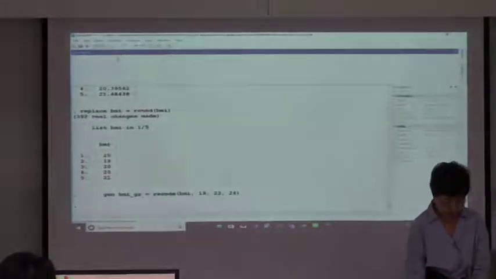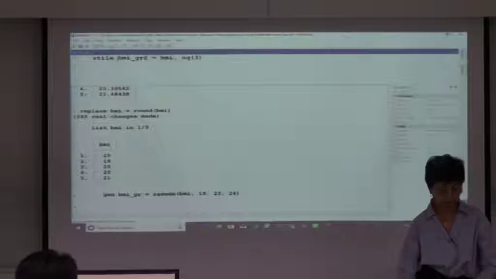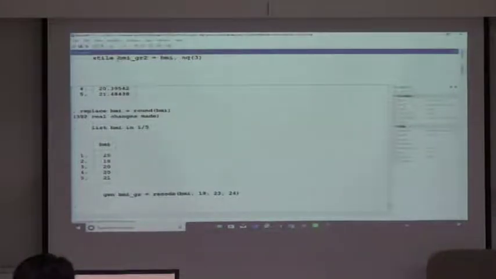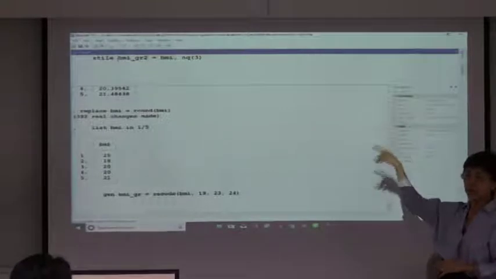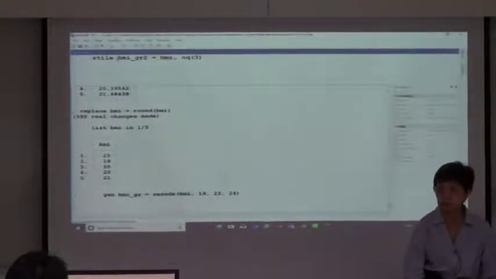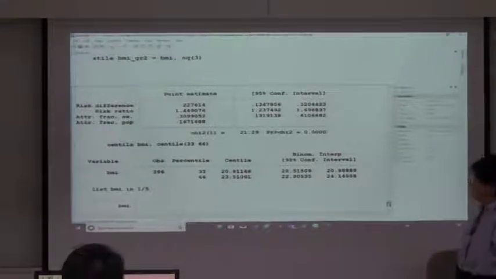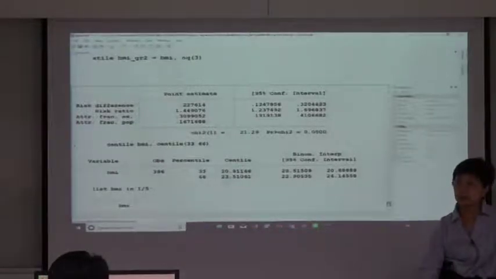Another way that I just mentioned, xtile command. Would you like to try xtile command? Okay, let's try. BMIGR2 equal BMI, NQ equal 3. It will be a little bit different compared to recode, because for the recode, we don't pick the definite cutoff. We round up the cutoff from the recode. But for xtile command, it will pick the definite cutoff of the same time, 20.8 something, 20.5 something. Okay, but let's try. Enter. Do you see the command?